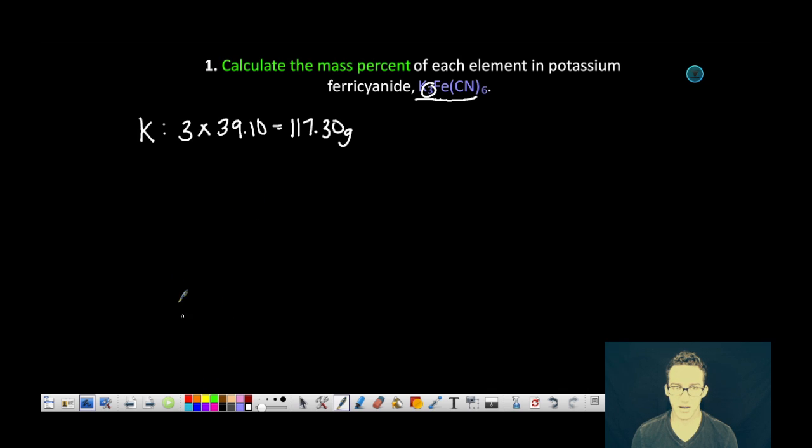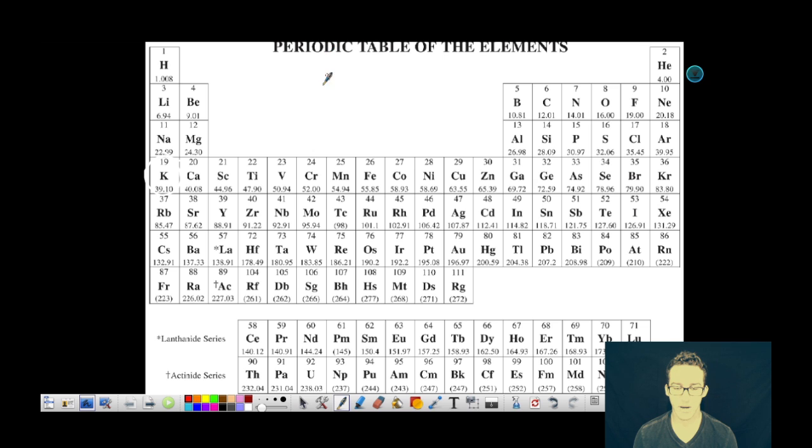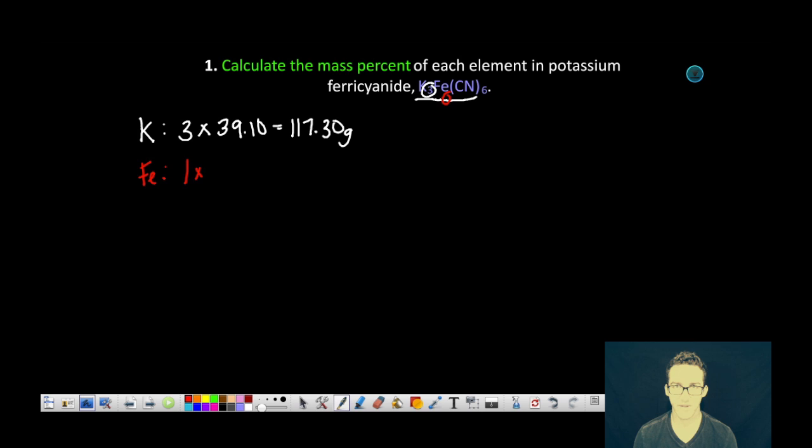Next, we've got iron. As we look, there's only 1 iron. The mass of that 1 iron is 55.85 grams per mole, so 55.85 or AMU.